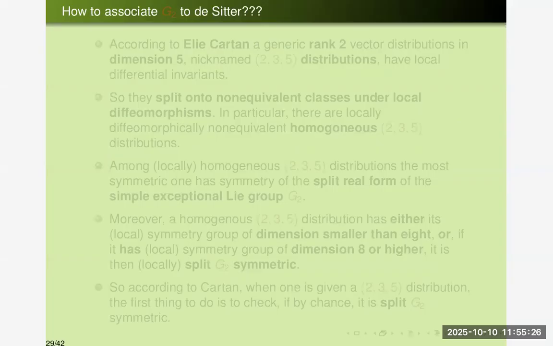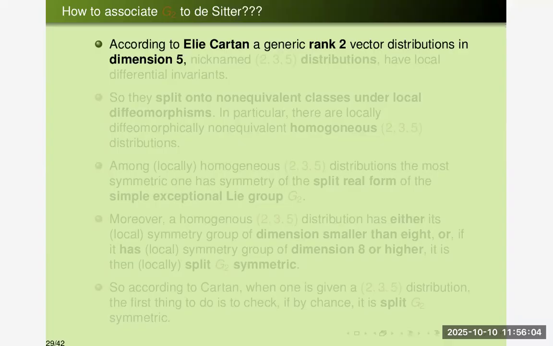I need it, and now it turns out that the most interesting for me and for various people are the so-called (2,3,5) distributions. These are distributions in dimension 5 of rank 2, where D1 has rank 3, and D2 is already the tangent space. Okay, so according to Cartan, such distributions, with D having rank 2, D1 rank 3, and D2 rank 5, are generic among all rank 2 distributions in dimension 5.